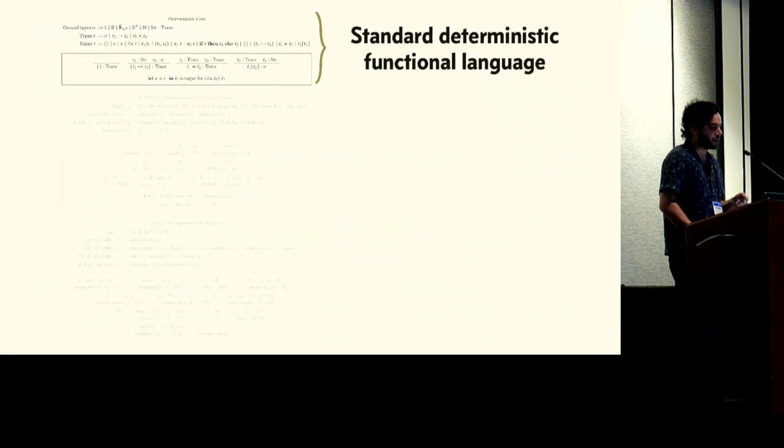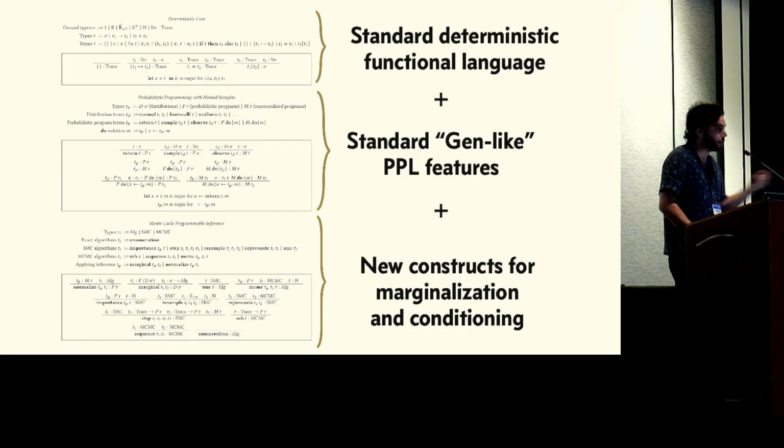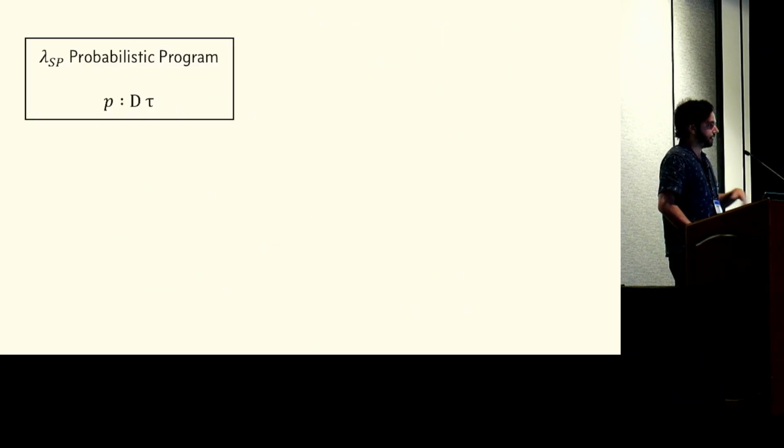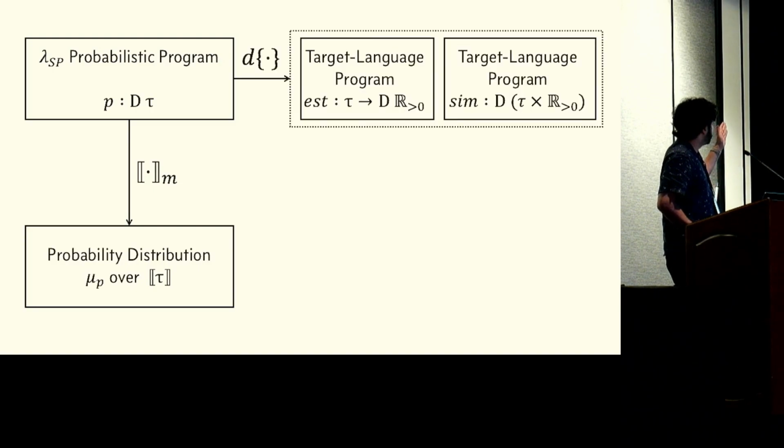And our language is a standard deterministic language augmented with standard probabilistic programming features, but also new constructs for first-class marginalization and conditioning. And the point of our compiler is to take in a program in this language, which our semantics says denotes some probability distribution. And we're going to model our compiler as a program transformation into a target language that produces two programs, one for each of the methods of the stochastic probability interface.